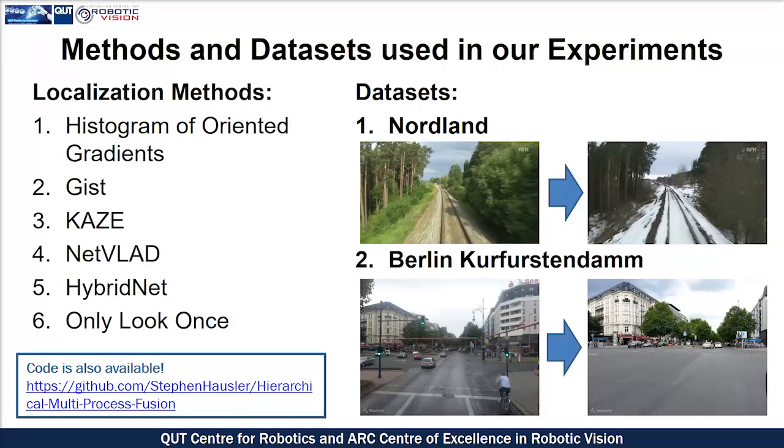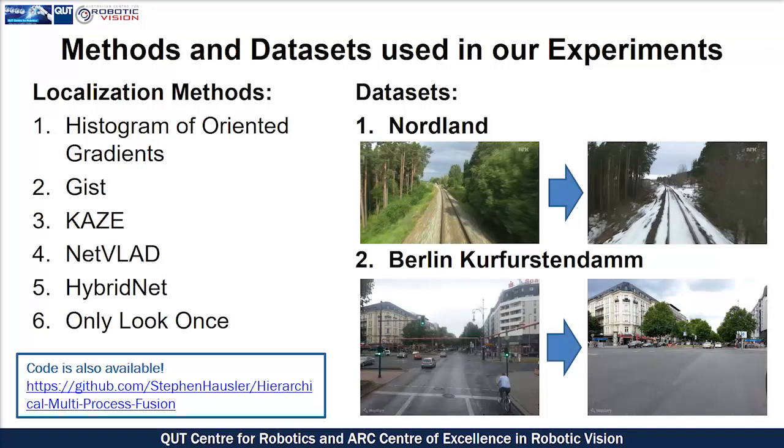NetVLAD and HybridNet are our 2 learnt descriptors, which produce a learnt feature vector descriptor, and HybridNet also uses an aggressive form of dimensionality reduction. CoHOG is a local feature detector, a bit like SURF and SIFT, and we use the sum of matched feature residuals to compare the image similarity. And finally, we have Only Look Once, as per the code provided on GitHub, which involves a neural network and some region correspondence matching.